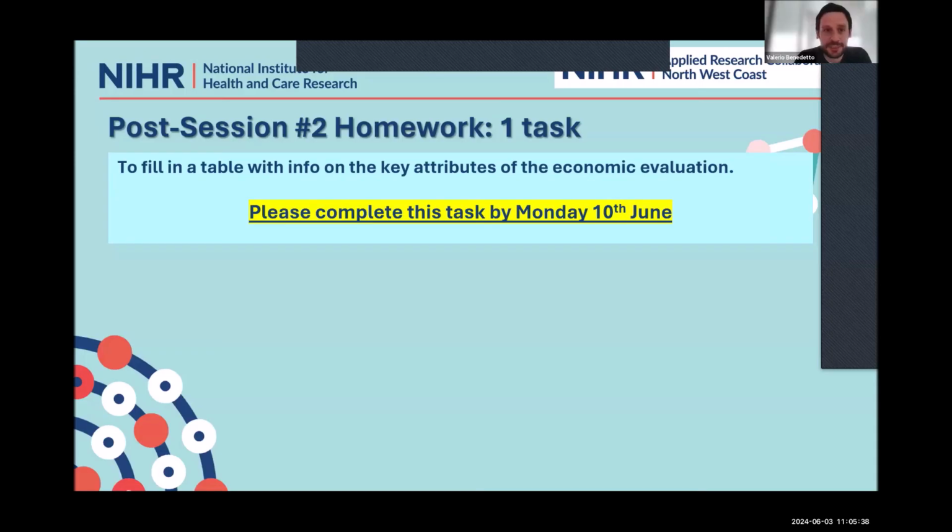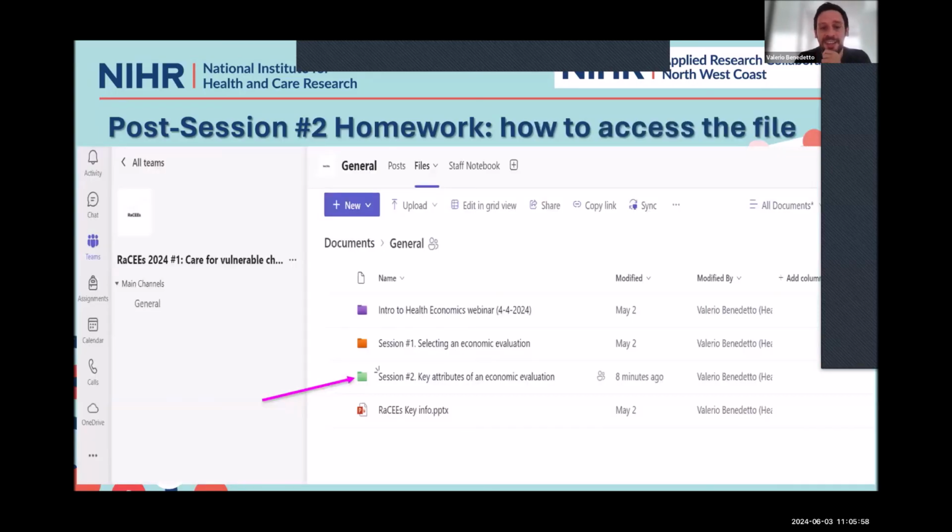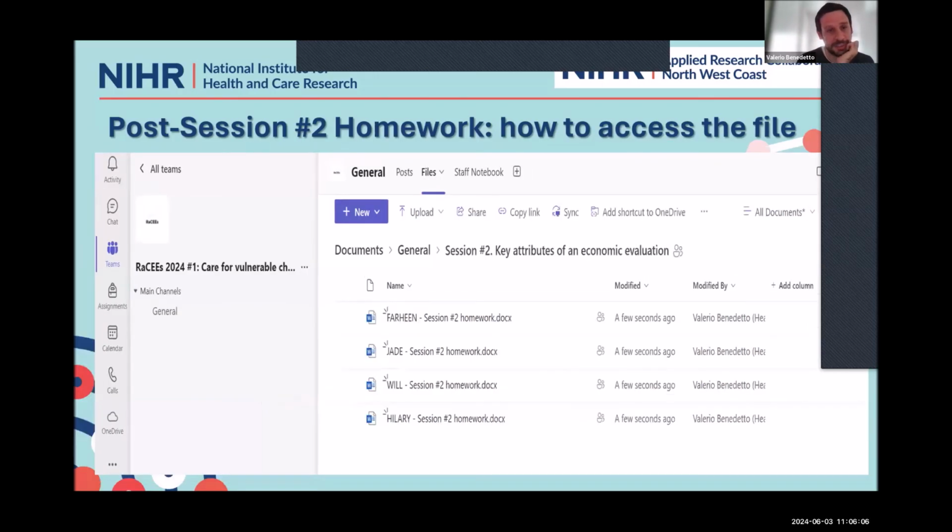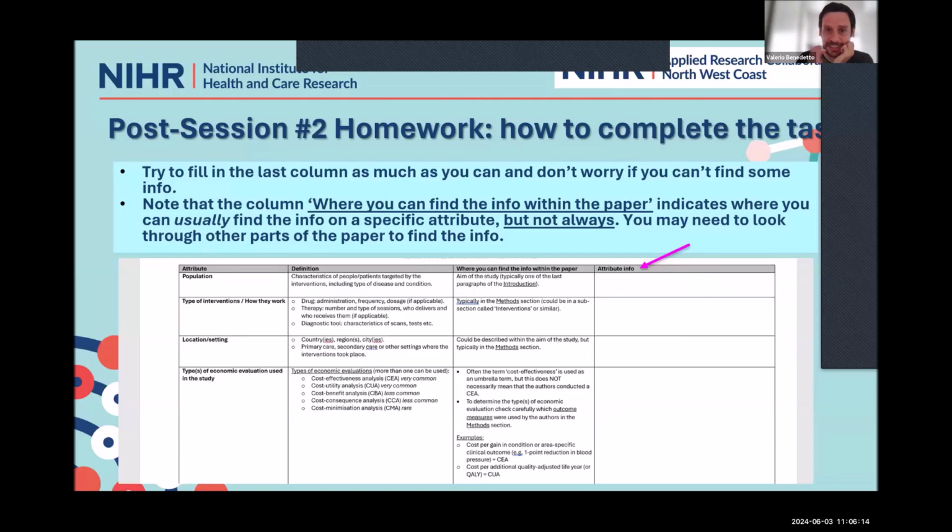I'll go through the homework very quickly. I'm sorry we're running out of time a bit, but just to give you the indication for the homework. You just have one task, and it's to fill a table with the info on the key attributes for economic evaluation. And we're going to ask you to complete this task by next Monday, the 10th of June. If you go to the next slide, Luís, here is where you can find the document, the table, so you can access the folder on session 2. Then next slide, you will see a document with your name on it. You will be able to open that document. And then next slide, there's the table.